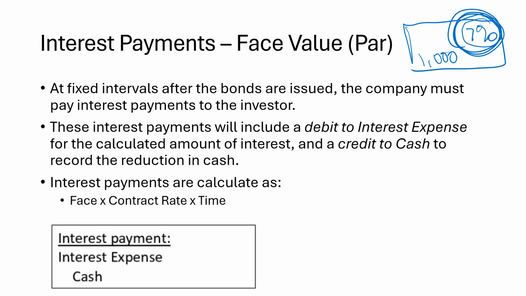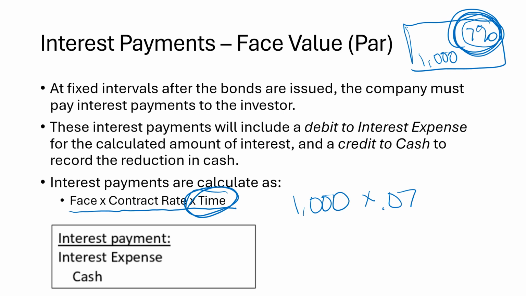So I have the basic calculation here to help you figure out how to calculate the interest. The face, 1,000, times the contract rate, which is 7% or 0.07. But you also have to take into consideration the time period. You probably learned this in high school math: principal times rate times time. That's how you calculate interest, and that's basically the same thing going on here.